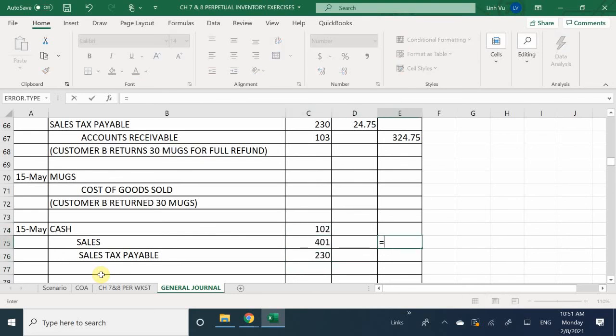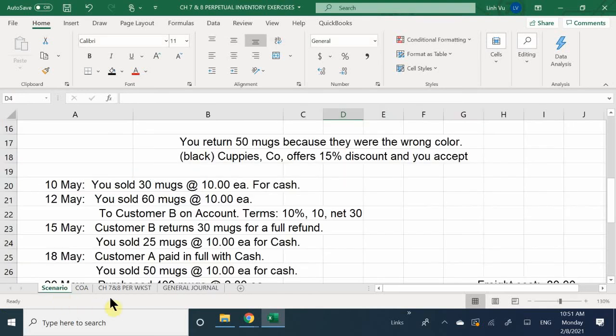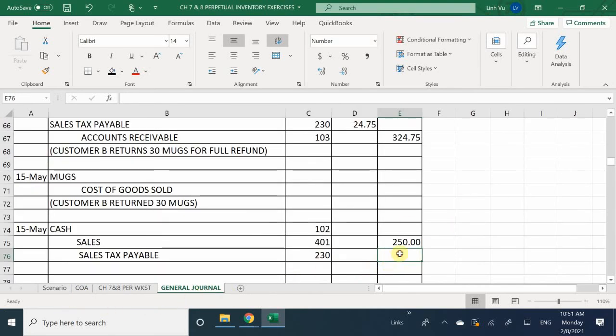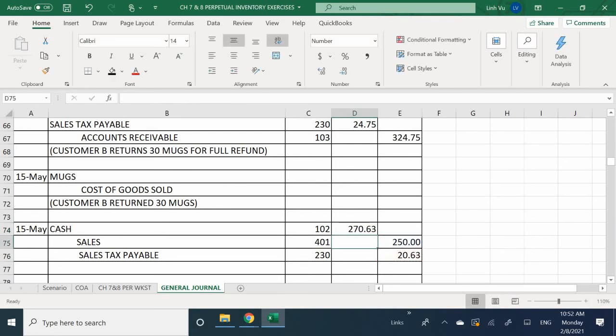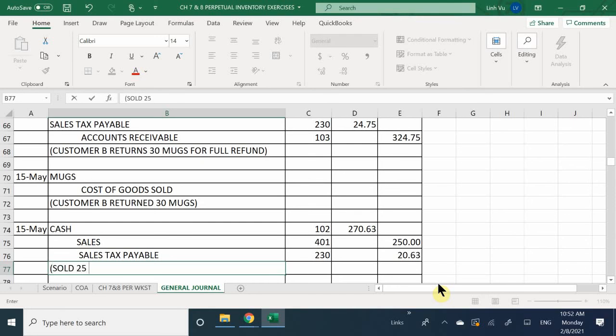So if I sold a total of 25 items at $10, what's my total sales here? $250. I'm going to double check I didn't increase the price. No, $10. 25 at $10. Okay. So then how much tax am I going to be collecting? 20.63. And then lastly, how much cash am I actually collecting? 270.63. Good. All right. And again, I'm going to go ahead and indicate that I sold 25 mugs.